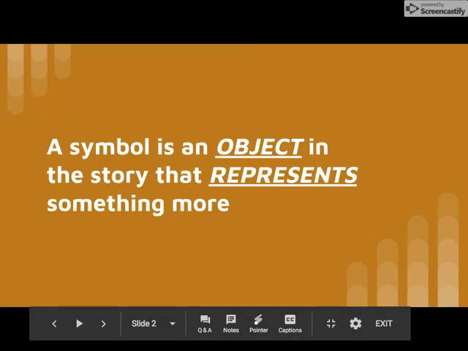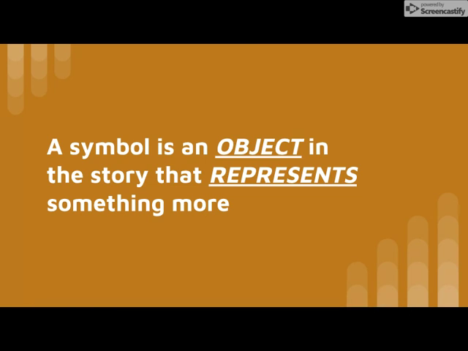So a symbol is an object in the story that has to represent something more than just the object itself. It does have to be an actual thing that the characters can see and touch and manipulate, and it also has to have something deeper that it's also standing for.